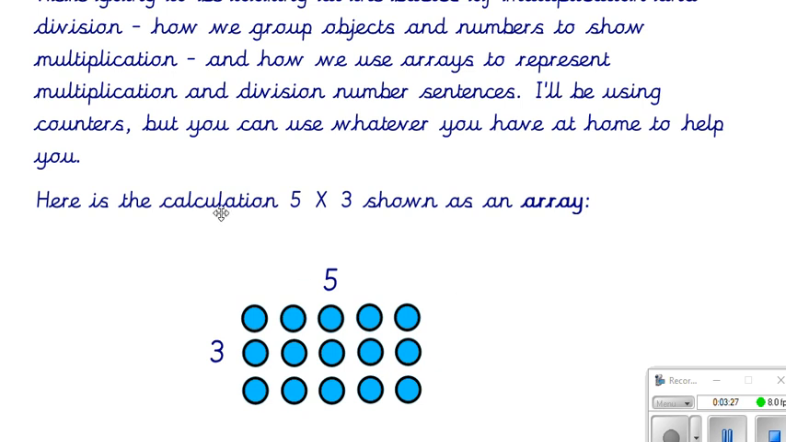Here's the calculation: 5 times 3 shown as an array. 5 counters along here and 3 rows of 5 counters. 5 times 3, 15. And this picture here, with the counters laid out like that, is what we call an array. And it's just to help you show you what we're doing when we times 5 by 3. 5 times 3, 5, 5, 5 more, that's 15 altogether. 5 times 3.